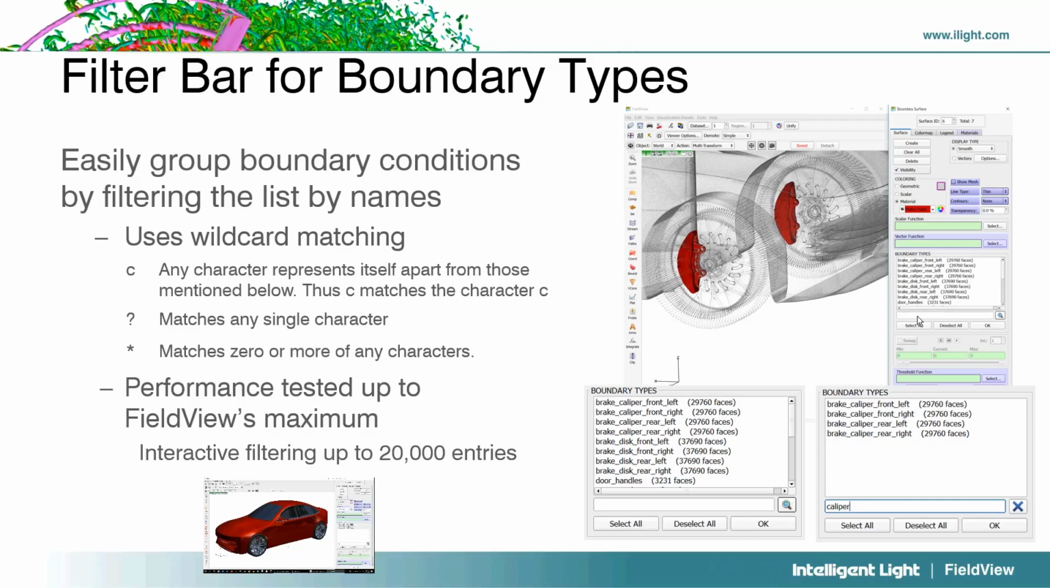Yves-Marie, this is clearly powerful for people who have long lists of boundary names. What about the case where a user has all of the walls defined as a single boundary? Yeah, that's a really good question, Shane, and that's something you often see, especially with solvers used in the aerospace industry. You will typically have just a single boundary condition for all your no-slip boundary conditions.